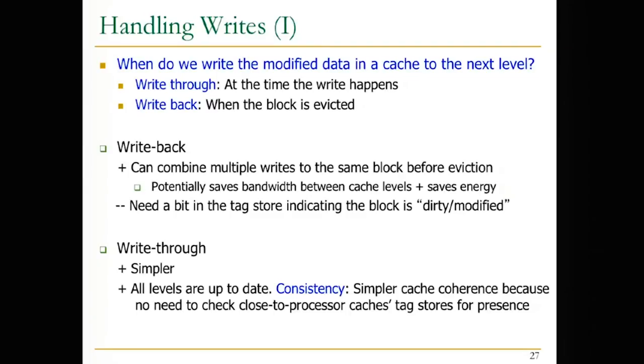Make sense? This will become more clear when we talk about cache coherence, and some of you already have the background on cache coherence. But write-through simplifies because now everything is up-to-date. All of the other levels are up-to-date. The downside is, of course, write-through is more bandwidth intensive because there is no combining of writes. You keep sending all the writes down into the next levels of the cache hierarchy. Does that make sense? If you haven't fully understood cache coherence, we'll get back to it when we talk about cache coherence.